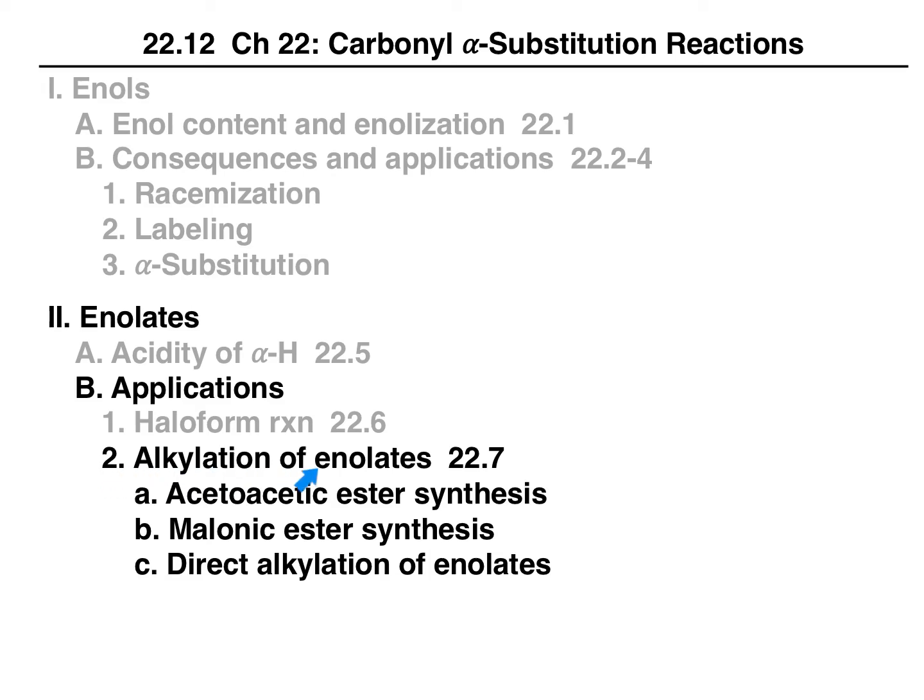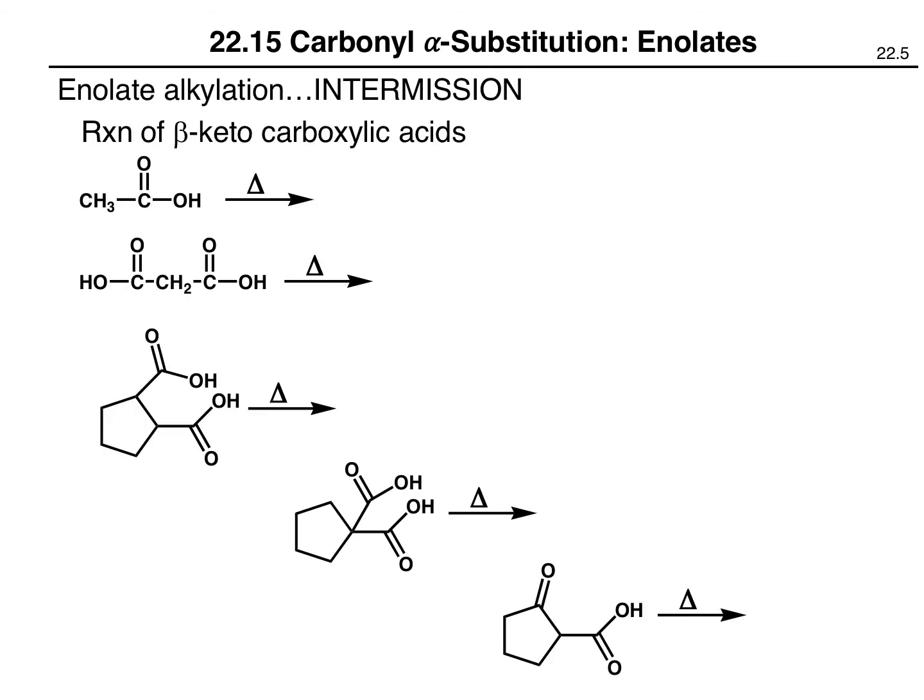In our last video, we started looking at the alkylation of enolates, and we started with C, direct alkylation of enolates. In this video, we'll be looking at another approach toward the alkylation of enolates, and this is called the acetoacetic ester synthesis. But before we move forward with enolate alkylation, there is one other important reaction that we need to look at first, and this is a reaction of beta-keto carboxylic acids.